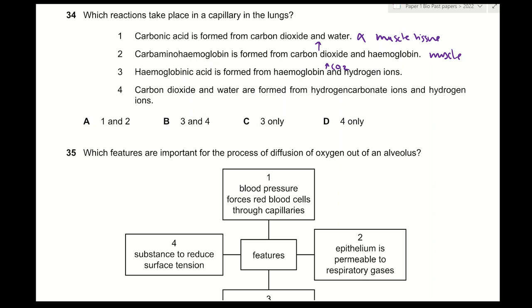Four, carbon dioxide and water are formed from hydrogen carbonate ions and hydrogen ions. This is correct. Carbon dioxide and water are actually formed so carbon dioxide is able to be excreted by the lungs. So four is the only correct answer. Therefore, the answer is going to be D.